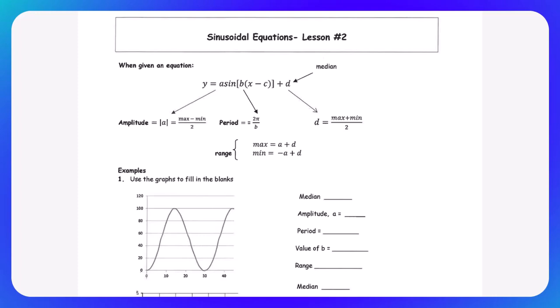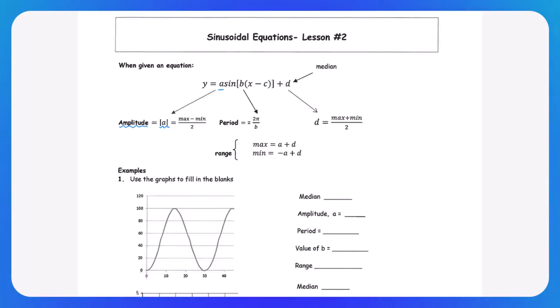Now, when we're given an equation that is y equals a sine b x minus c plus d, each one of these parameters represents one of those characteristics that we learned about in the last lesson. So for instance, the a represents the amplitude if we take the absolute value of it. And we also learned that there was a way to find the amplitude if we know the max and the min, and that's with this little formula here. So we take the max, subtract the min, divide by 2.